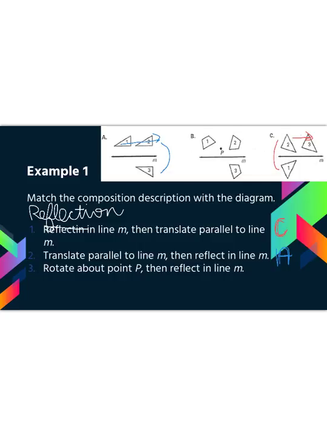By process of elimination, we already know that 3 pairs with B, but just to show, figure 1 rotates around this point P, and then it's reflected to give us figure 3. So choice 3 pairs with choice B.